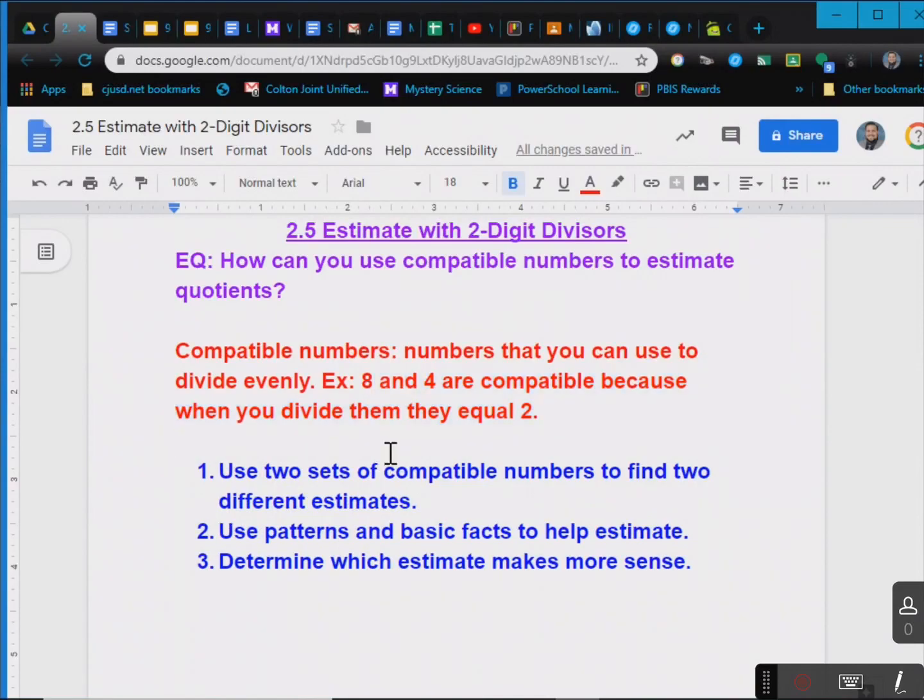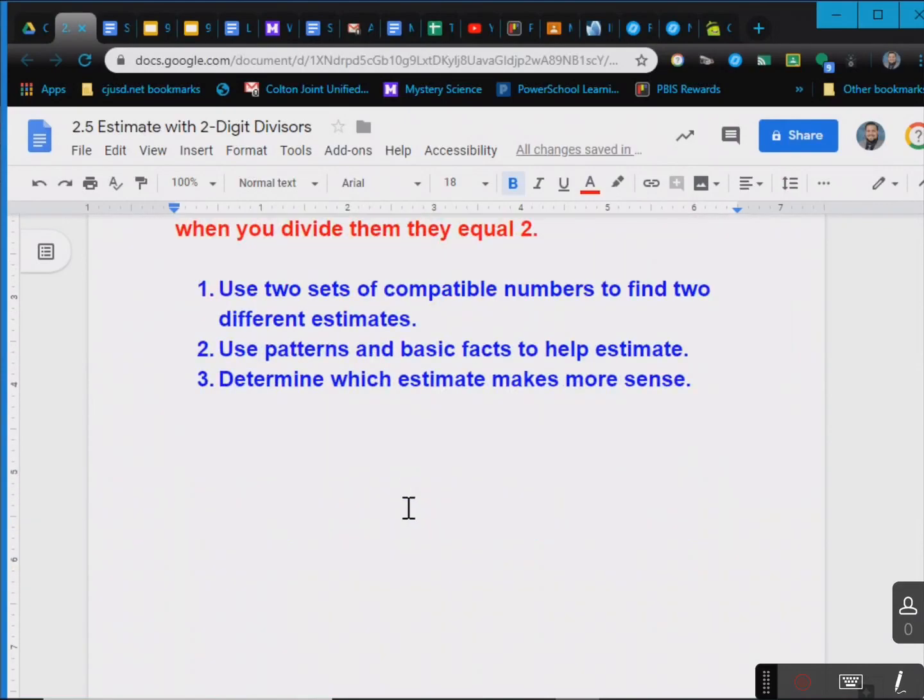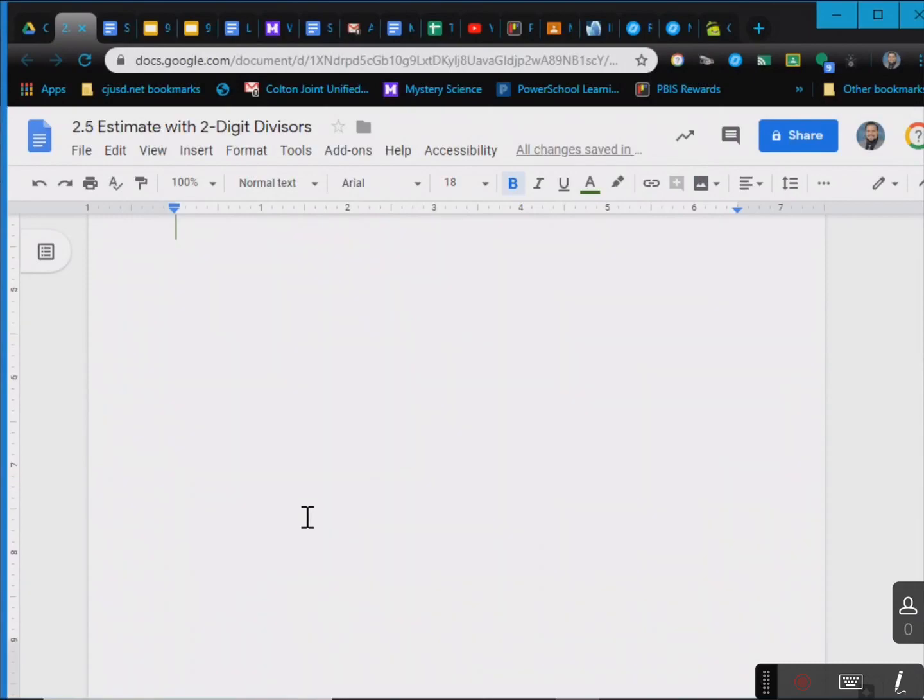Okay? The steps are: use two sets of compatible numbers to find two different estimates. Use basic patterns and facts to help estimate, and determine which estimate makes more sense. Okay? So you guys know estimating is you're not exact, it's like an approximate, almost close to this number. So let's go ahead and get started. We're going to do 3 examples.